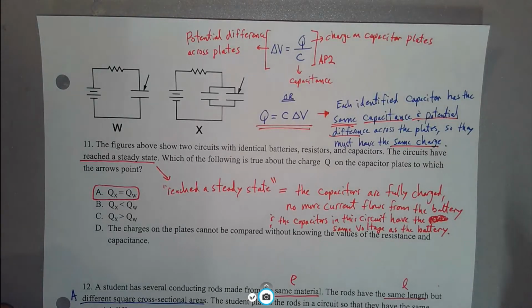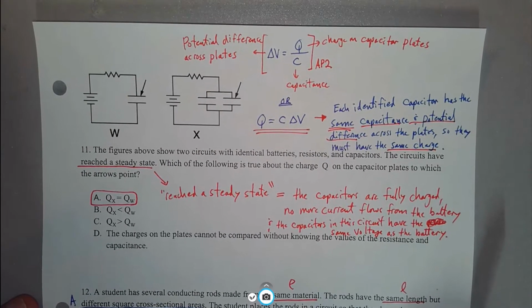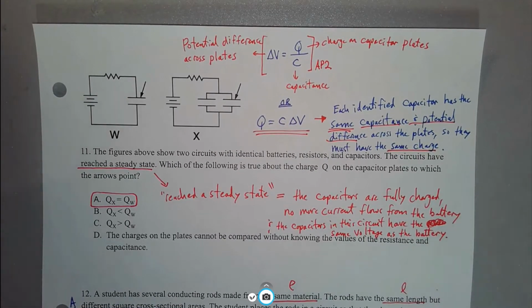Alright guys, this is video part 2 for looking at some sample AP Physics 2 questions dealing with Unit 4, electric circuits dealing with resistors and capacitors. So this is the 11th question out of a total of 19. The first 10 are in video part 1, check it out, and this will be like the last 9.